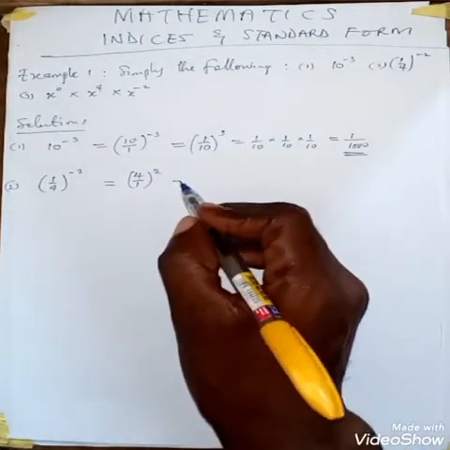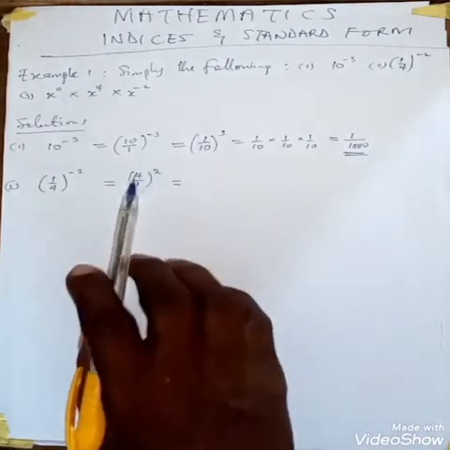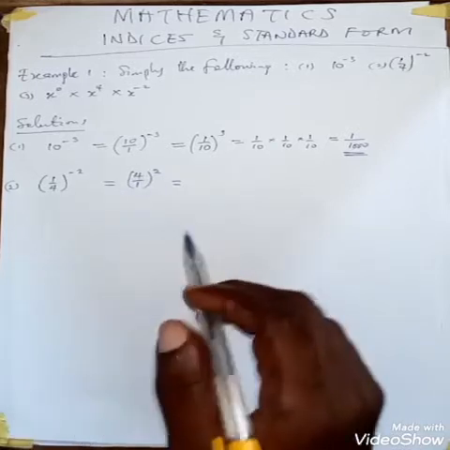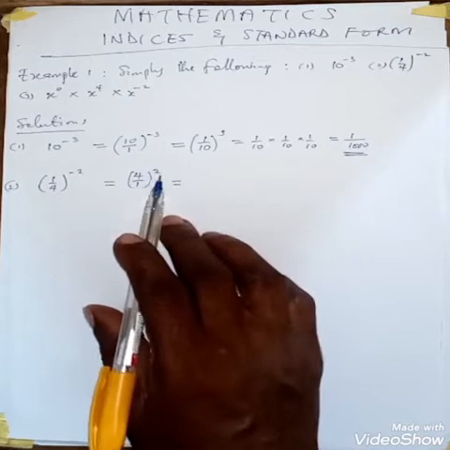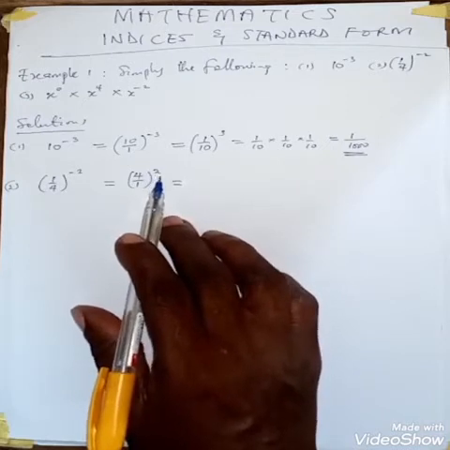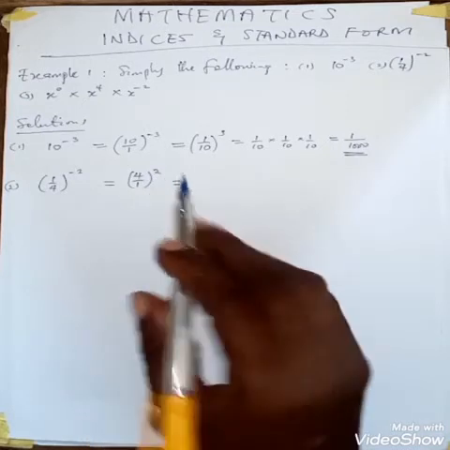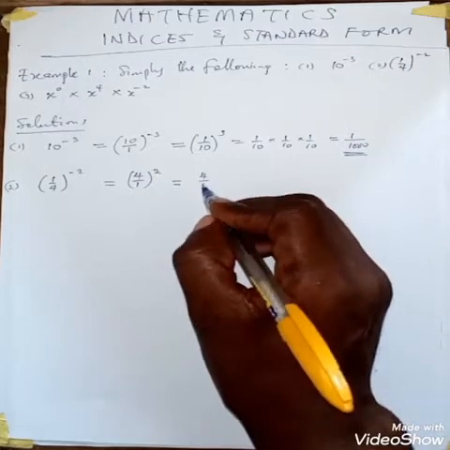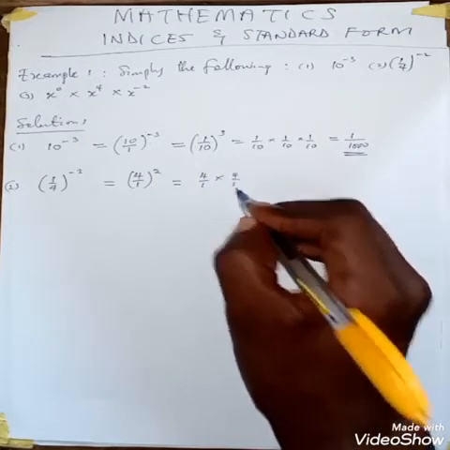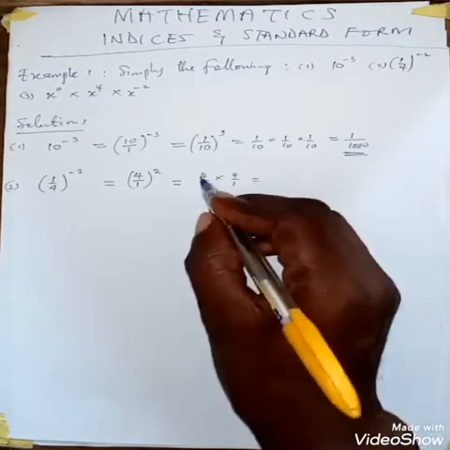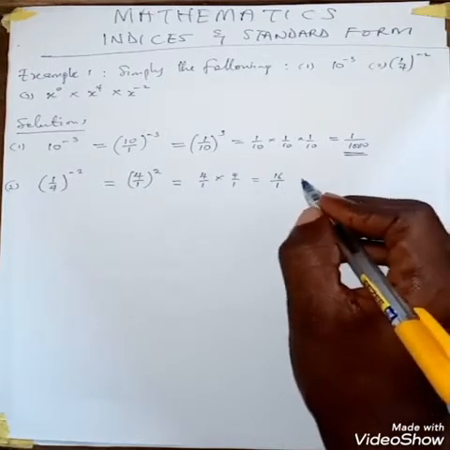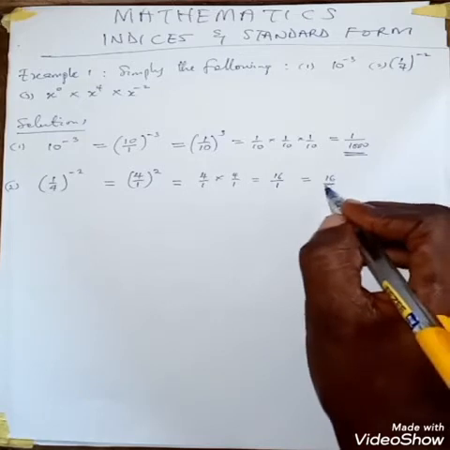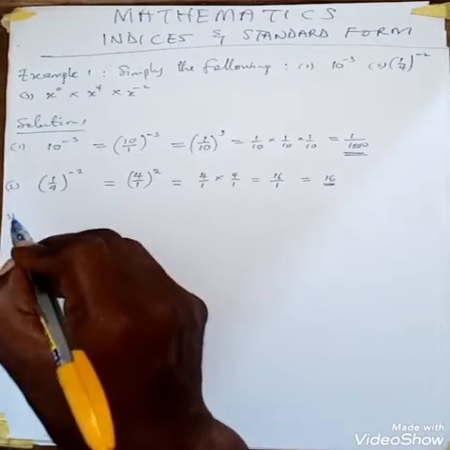Now, to conclude our answer, we will interpret what we have here. Interpreting it means this element inside the bracket should be repeated this number of times. That is, we should repeat it twice. And that becomes 4 over 1 times 4 over 1. Then 4 times 4 here, 16. 1 times 1 is 1. And we know 16 divided by 1 will give 16.